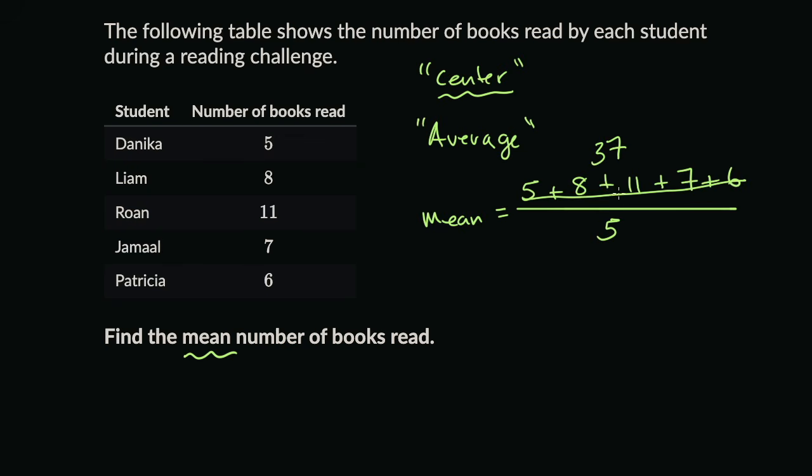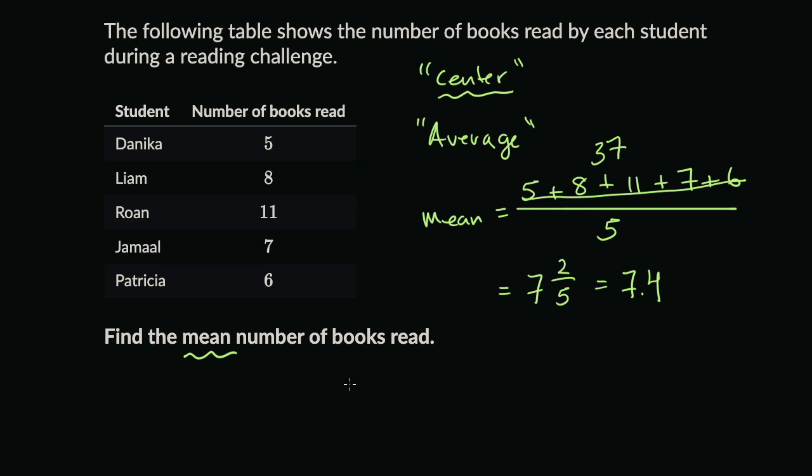So 5 goes into 37. I could write it as a fraction. It goes into it 7 times with a remainder of 2. So 7 and 2/5. Or if you wanted to turn 2/5 into a decimal, that's 0.4. So this is 7.4.